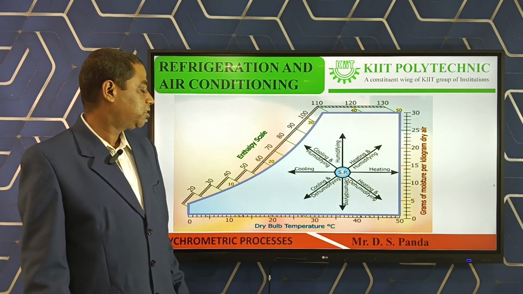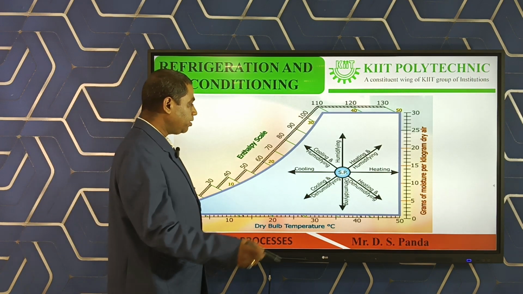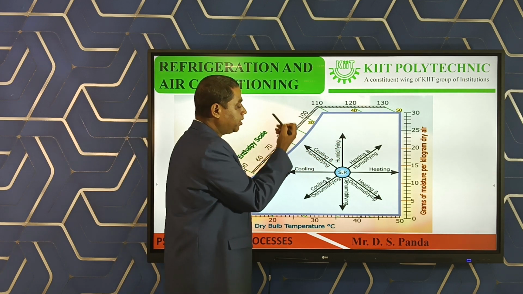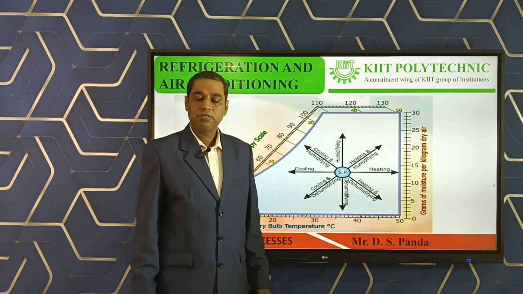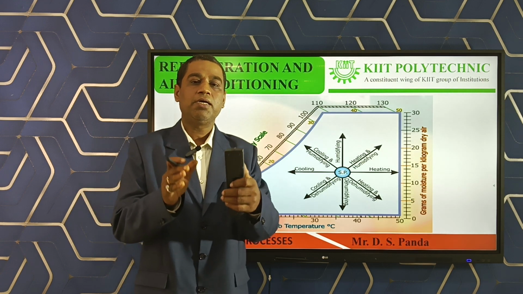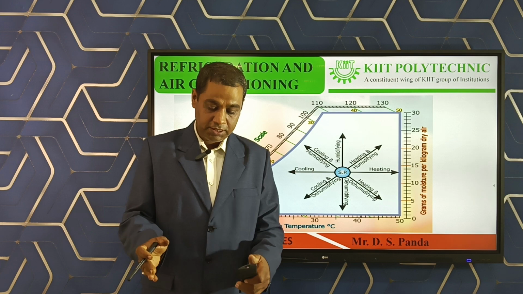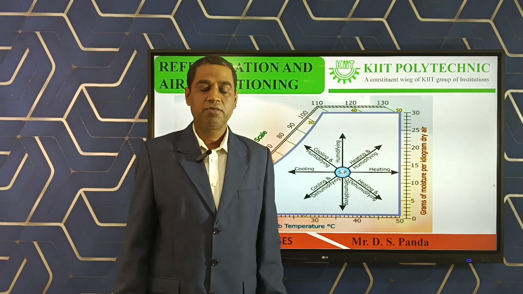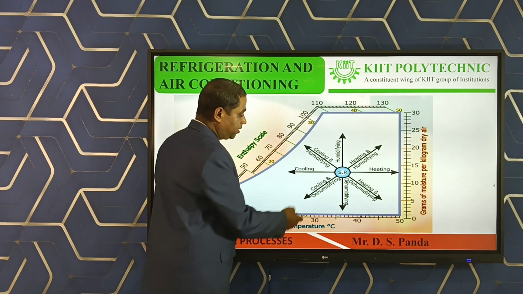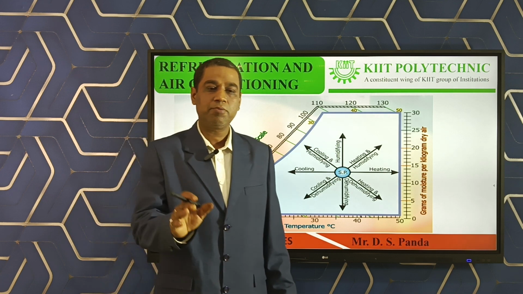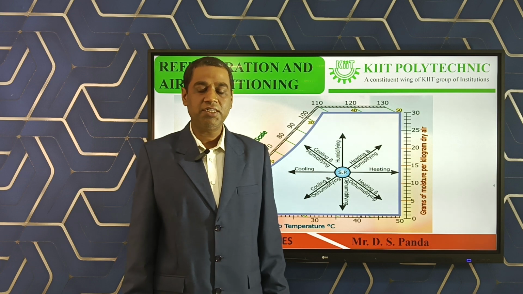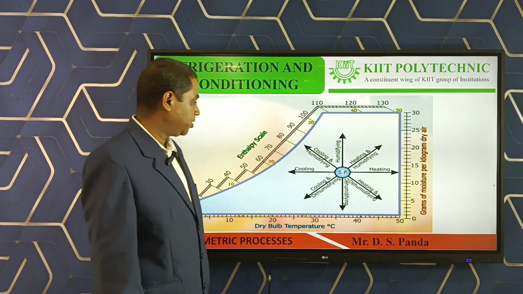So it is heating and humidification. Towards north and west, it is cooling and humidification. The dry bulb temperature is reducing and humidity is increasing, which means it is cooling and humidification. And towards south and west, it is cooling and dehumidification. Both the dry bulb temperature and the humidity decrease, so it is cooling and dehumidification.